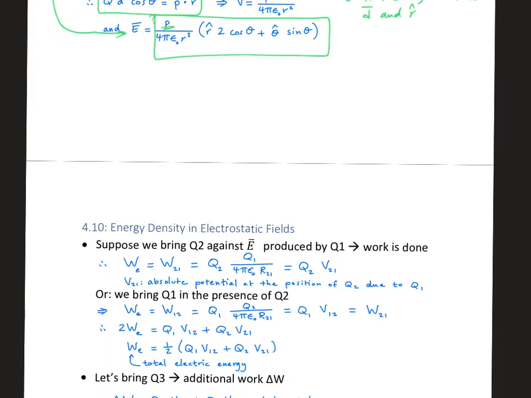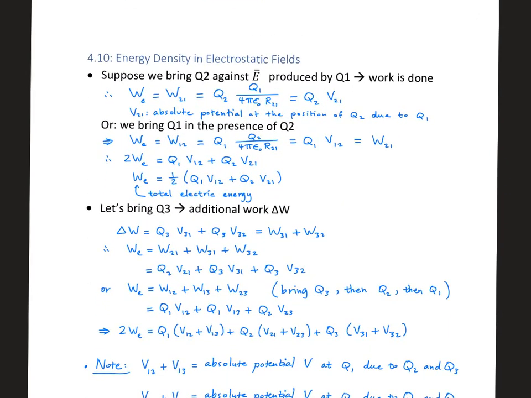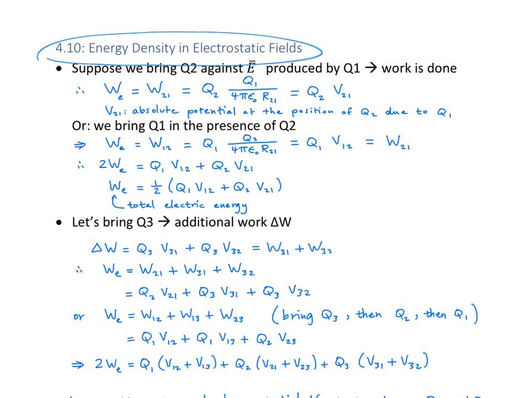Okay, so we move on to another topic. So here we talk about energy density in electrostatic fields. So here's the scenario that we're introducing right now. We bring a charge Q2 against an electric field produced by Q1. So we have two charges. Q1 produces the electric field, and we bring Q2 against that electric field. And so in bringing Q2 against that electric field produced by Q1, work is being done.